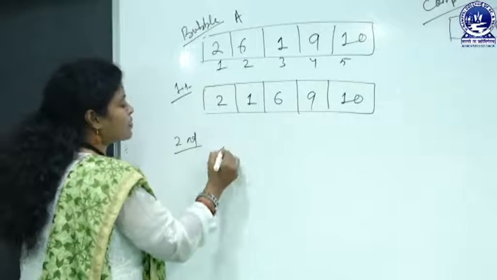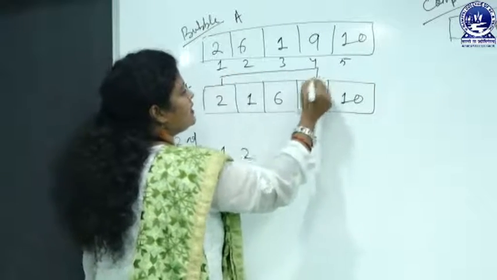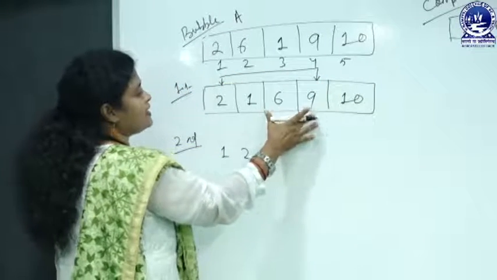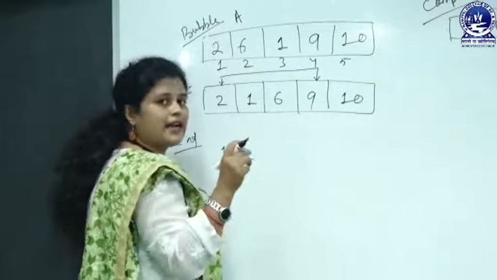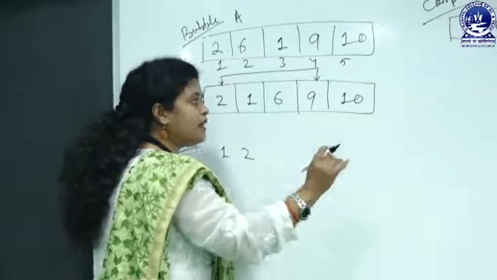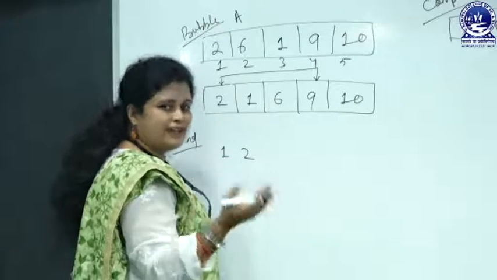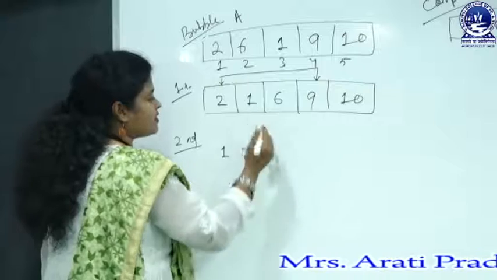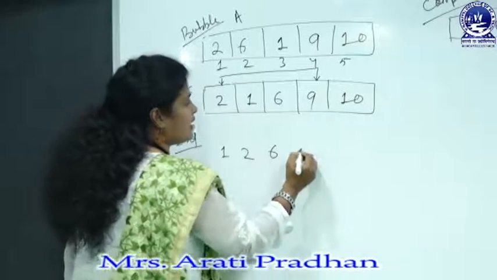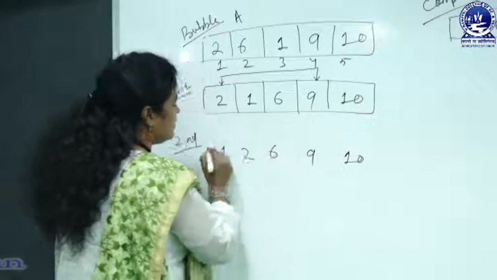And at the second iteration, what will happen? 2 with 1, swapping. And one more thing is that here we will assume the list from this location to this location. Why? Because the highest value has already been placed in its proper position. So, there is no requirement of comparison again. 2 with 1, swapping, then 2 with 6, no swapping, 6 with 9, no requirement of swapping, 9 with 10, already sorted.